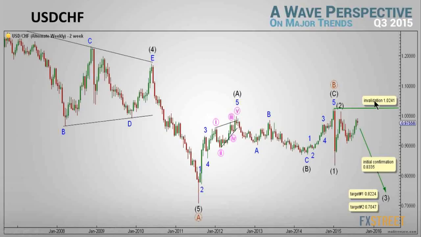This count would be discarded and invalidated by a movement above 1.0241, as wave 2 black may not retrace more than 100% of wave 1 black. With that, we completed our five counts, and let's see if we have more time to cover USD Canadian dollar.